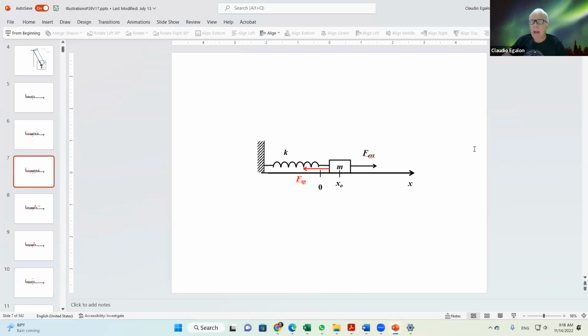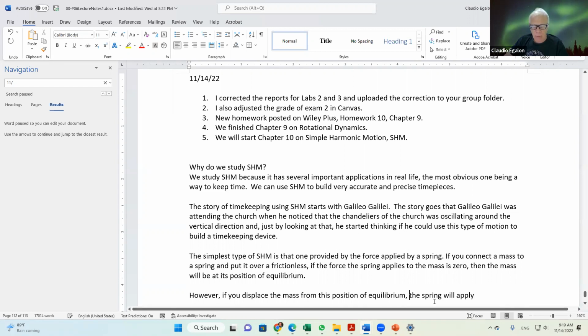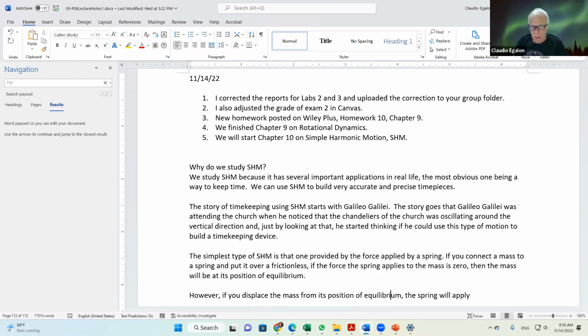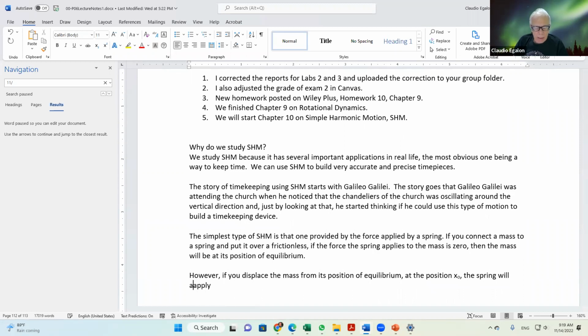However, if you displace the mass from its position of equilibrium, at the position x naught, the spring will apply a force that we call an elastic force, given by Hooke's law.